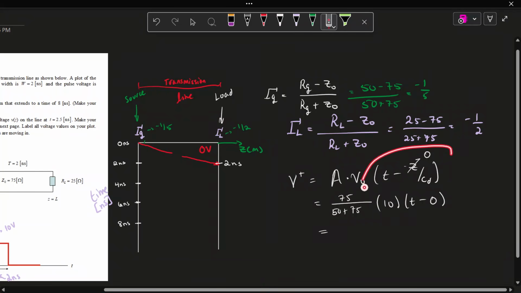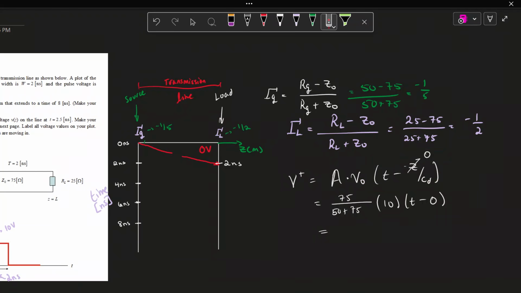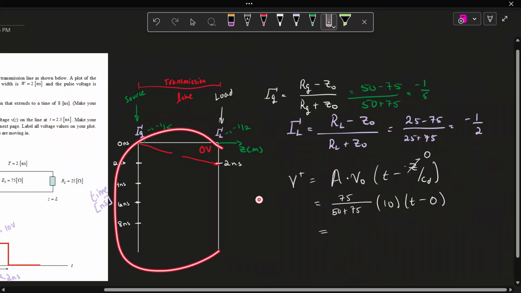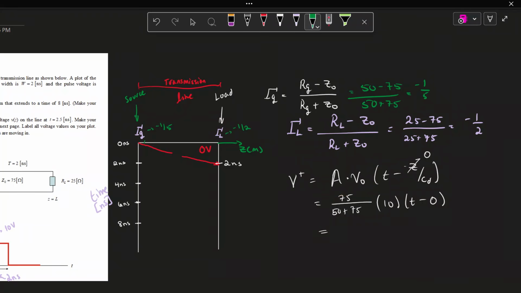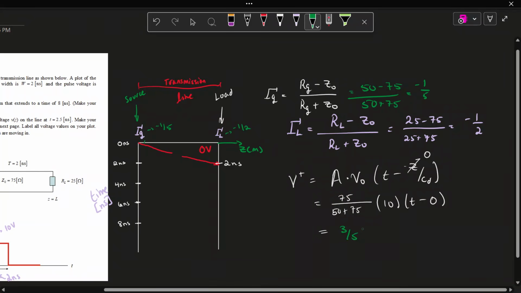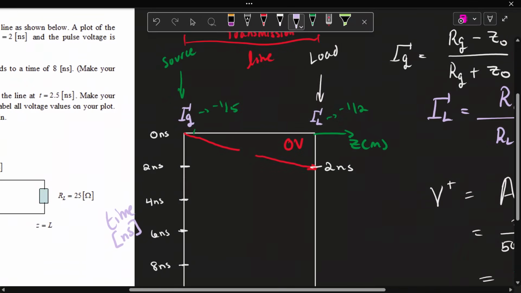Don't get confused about this. You don't really need to know how to do this. It'll make more sense when you are plotting on here. You really just need the magnitude. So you really need just A and V naught. So what is A? That is 75 over 125. Let me check it real quick. 75 divided by 125, 3/5 times 10 is going to give you 6. So 3/5 times 10 is 6 volts. So V plus, that value will go right here. 6 volts. Let me make that a little thinner then.